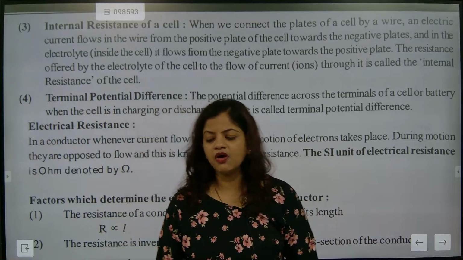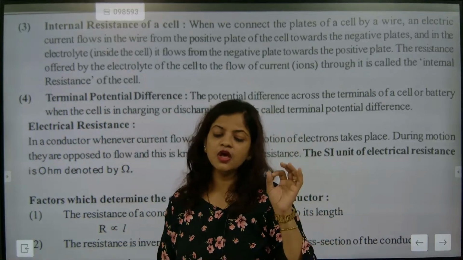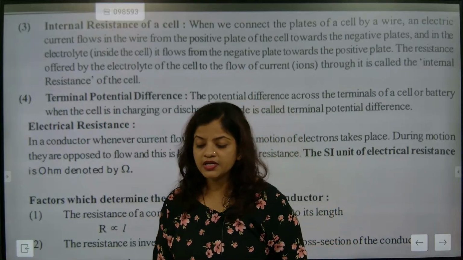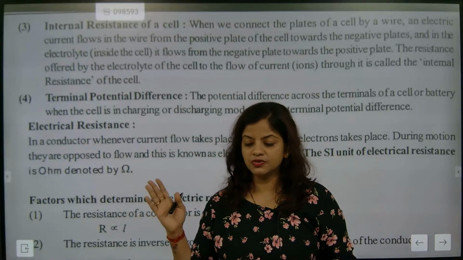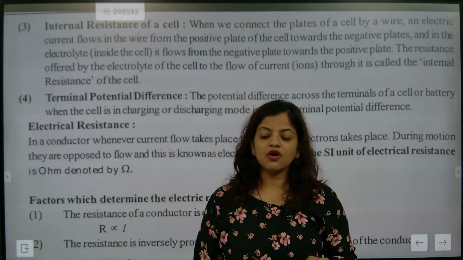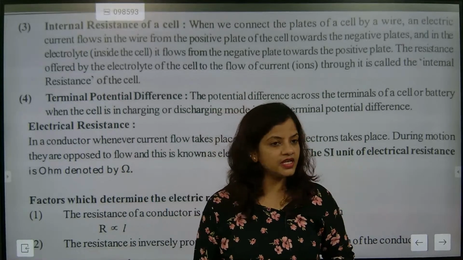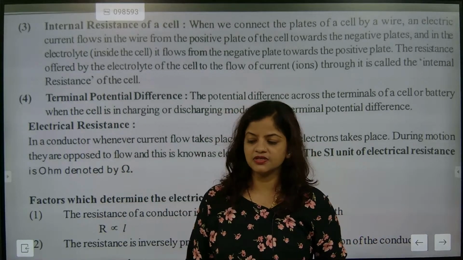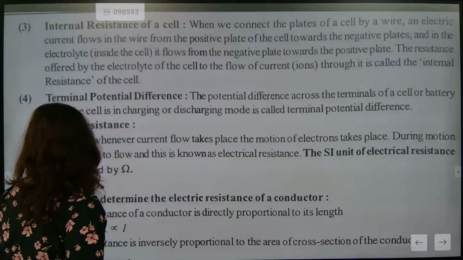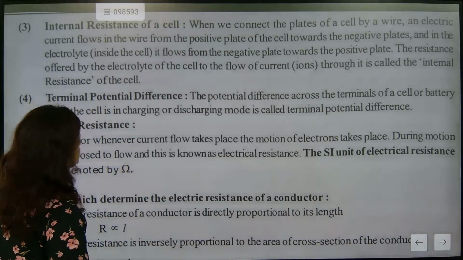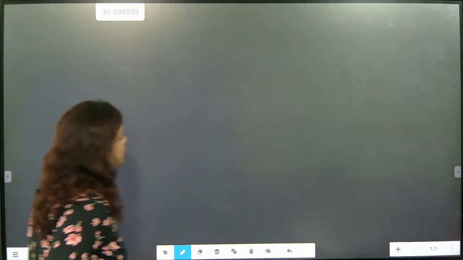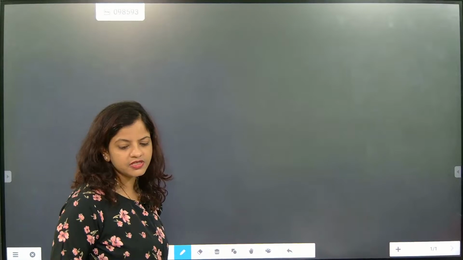What is the meaning of internal resistance of the cell? So you need to understand. So now that is called the internal resistance of the cell. What is the meaning of internal resistance of the cell? Let's check this one out. Okay. So internal resistance we are going to understand. So see, first thing we are going to draw the circuit.